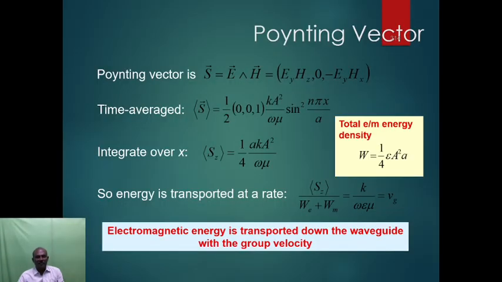Then the Poynting vector, which gives the energy propagated when an electromagnetic wave propagates. Using this Poynting theorem, we can calculate electromagnetic energy.